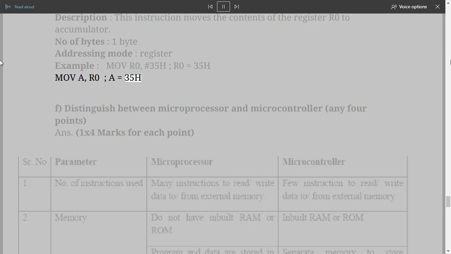F. Distinguish between microprocessor and microcontroller. Any 4 points, ANS, 1 mark for each point.